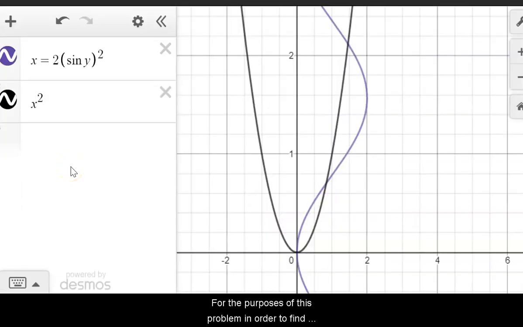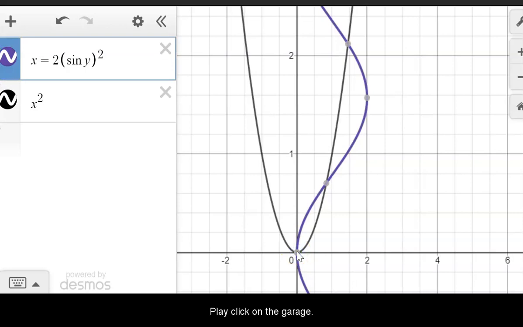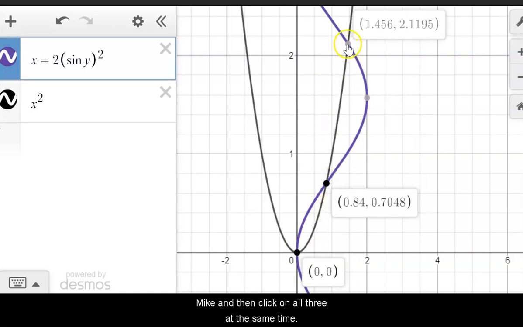For the purposes of this problem, in order to find where the points of intersection are, we'll refer back to the graph and we'll simply click on the graph. When I click on one of the points of intersection, the others will also pop up. I can then click on all 3 at the same time. This will give me the points (0, 0), (0.84, 0.7048), and (1.456, 2.12), roughly. Let's copy and paste this over so that we can see where this would be when we do the integration.